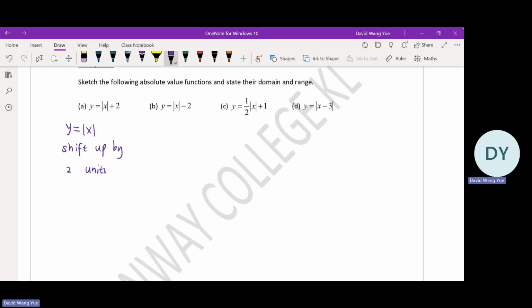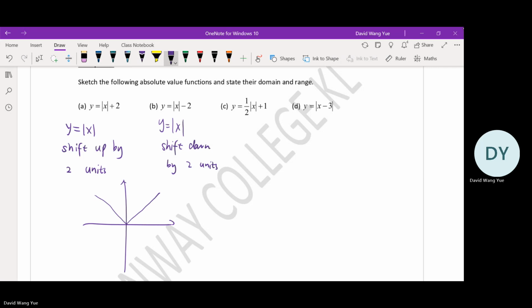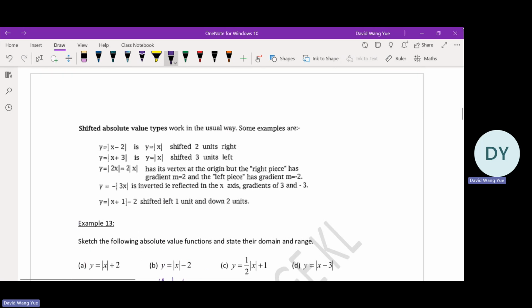Okay, well, part B is y equals modulus of x shifted down by 2 units. If you can see very clearly, the function can be transformed, especially shifted up or down, left and right, from a simpler function. So for A and B, it is easier to get the absolute value of x. Hopefully you still remember how to get that.